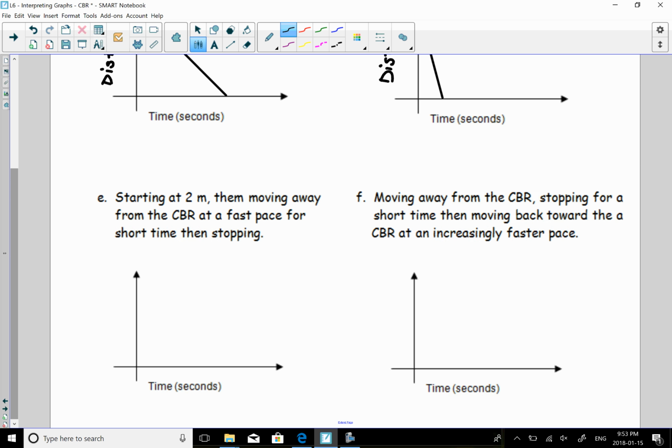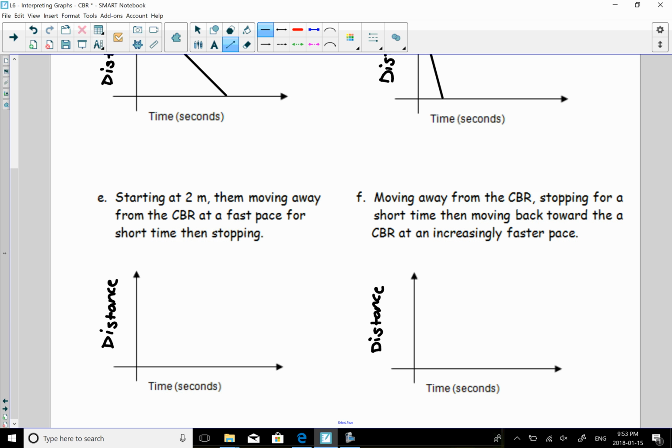You want to look at starting at 2 meters, then moving away for a short period of time at a fast pace. So all of these are distance versus time. So here, starting about 2 meters from it, moving away at a fast pace means it's going to be steep. Then stopping. Stopping is just a straight line across. It means your distance is not changing.